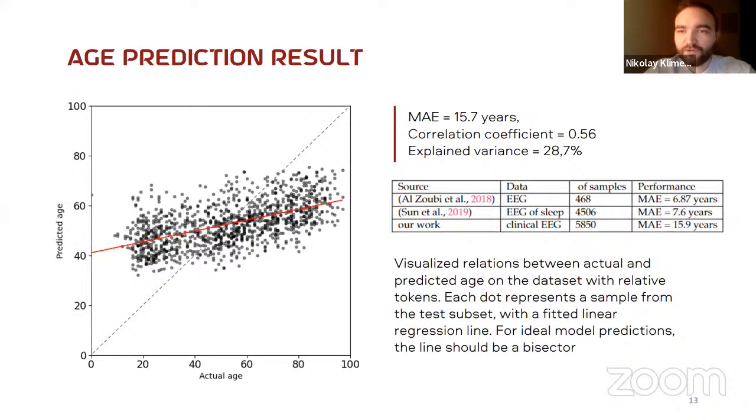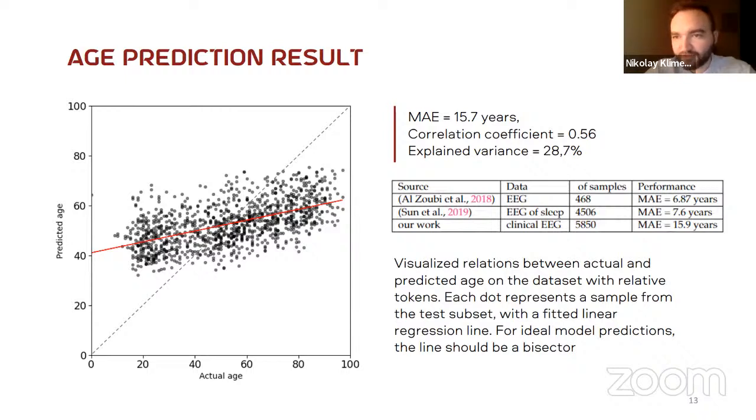In order to measure performance, authors in this domain use two metrics. They usually use mean absolute error in years, so how far the prediction is from the actual age, and they use the linear correlation coefficient.